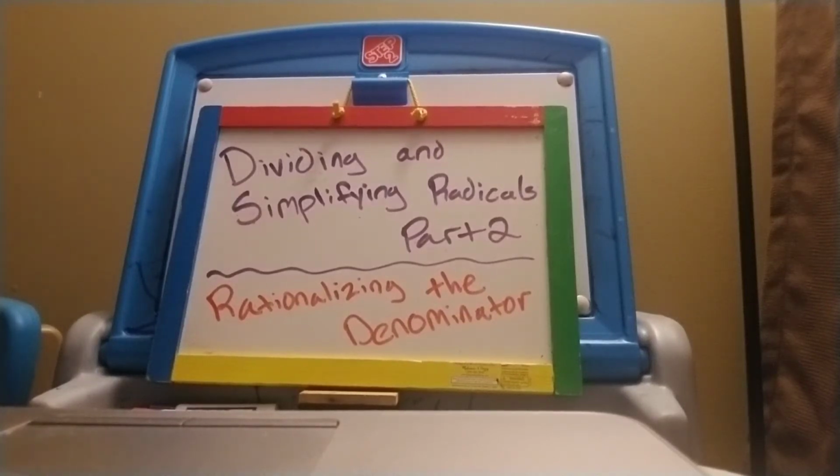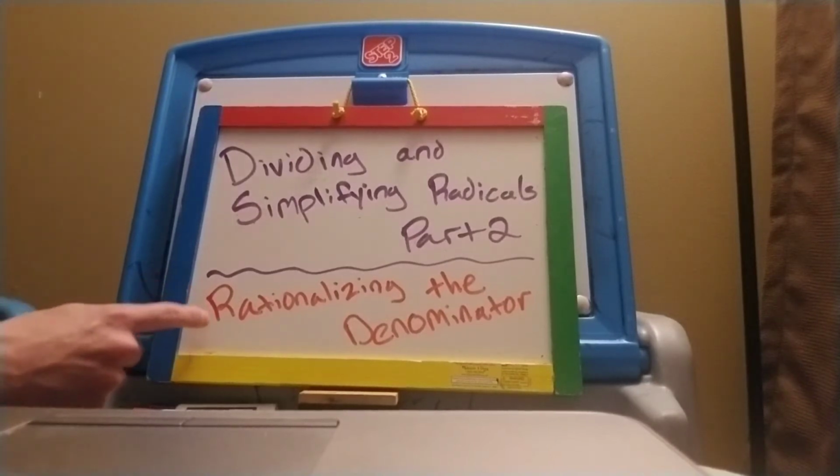North Haven Middle School, grade 8 algebra students. It is time for dividing and simplifying radicals, part 2, which we're going to focus on rationalizing the denominator.